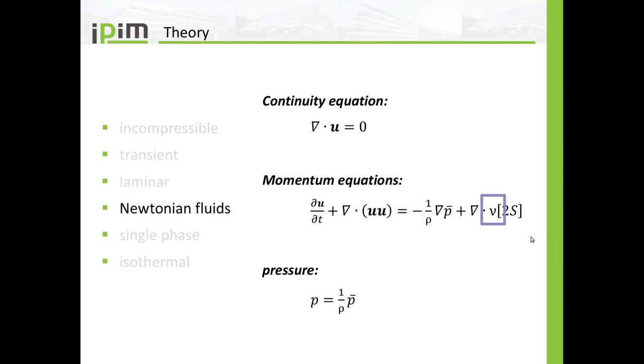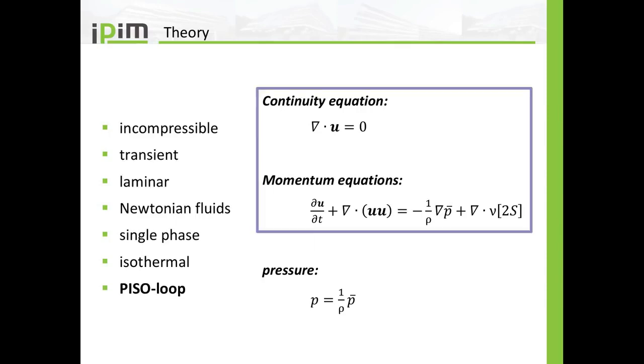Newtonian fluids means that here in the diffusion term we only have one constant value for the viscosity that is constant over time and in the entire domain. Single phase means that we do not have an additional treatment of, for example, multi-phase phenomena. Isothermal means that we do not have an energy equation here.